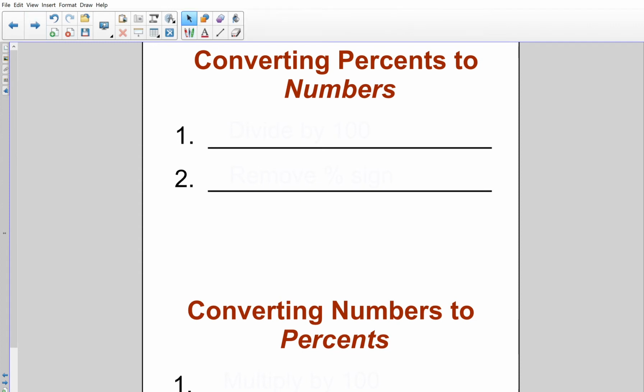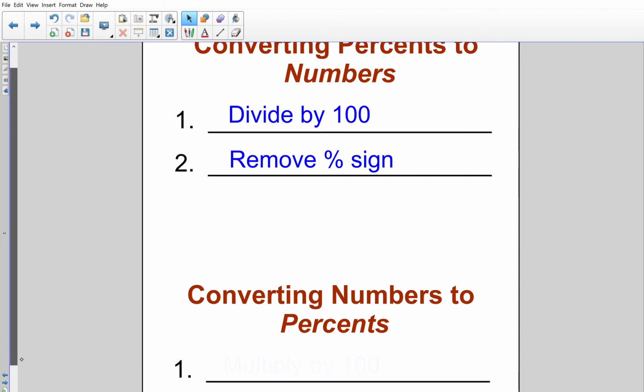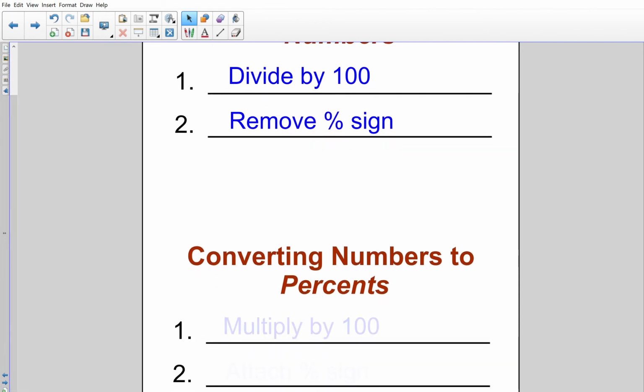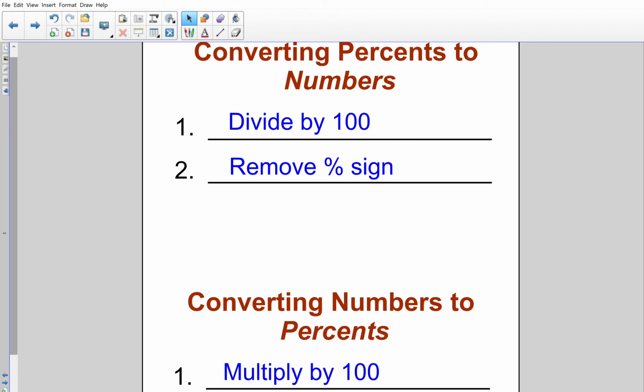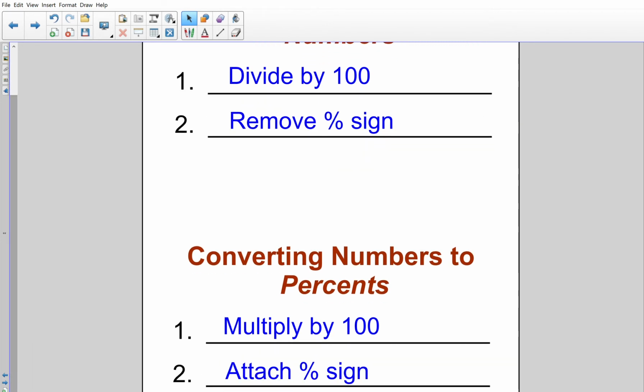So let's talk about converting percents to numbers. We're going to divide by 100 and we're going to remove the percent sign. That's pretty much exactly what we're going to be doing. Converting numbers to percents, we basically multiply by 100 and we add a percent sign. So if you're going out of a percent, you're dividing. If you're going into a percent, you're multiplying. And that's kind of the general idea for today. Now I'm going to give you more specific examples, but basically if you understand that rule, then you're going to be doing really well in 7.1.